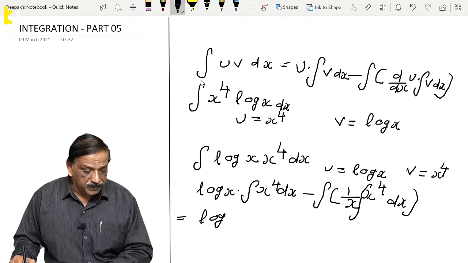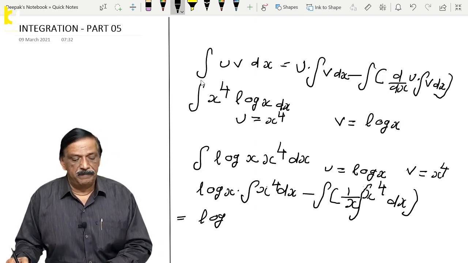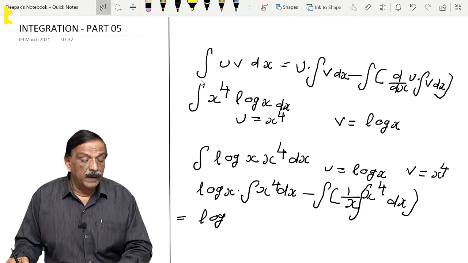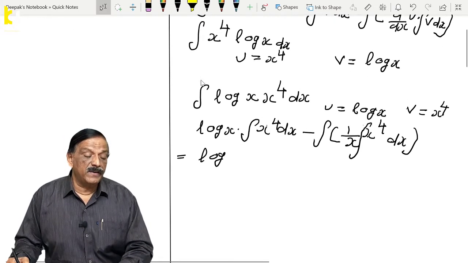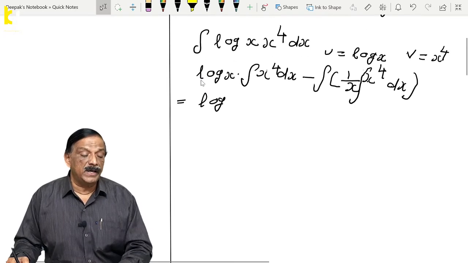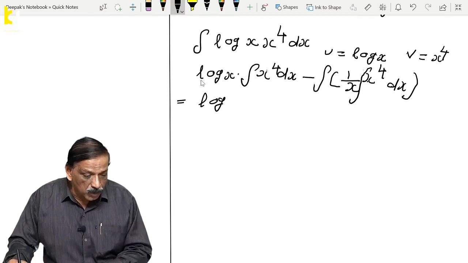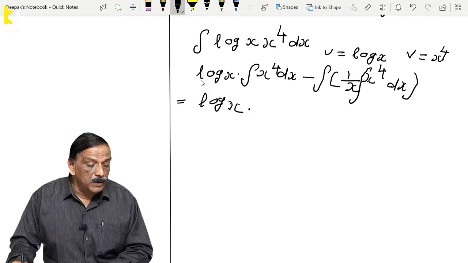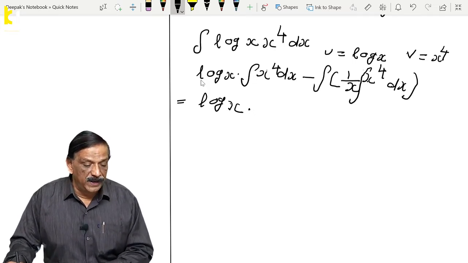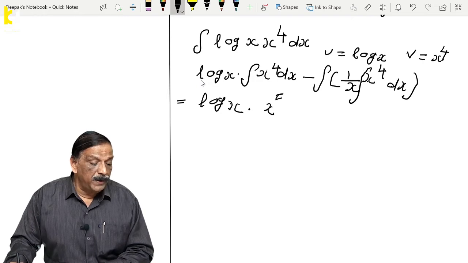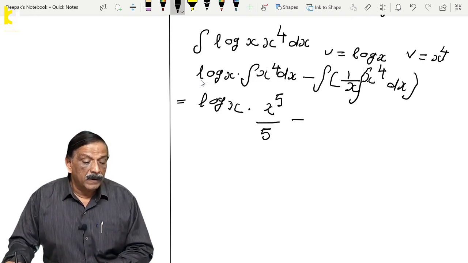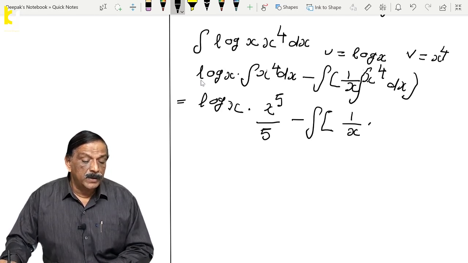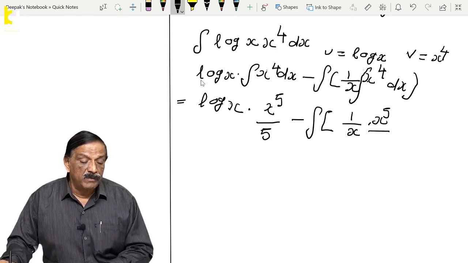So this is equal to log x into integral of x raised to 4 dx. Integral of x raised to n dx equals x raised to n plus 1 by n plus 1. Therefore, this is equal to log x into x raised to 5 divided by 5, minus integral of 1 by x into x raised to 5 divided by 5 dx.